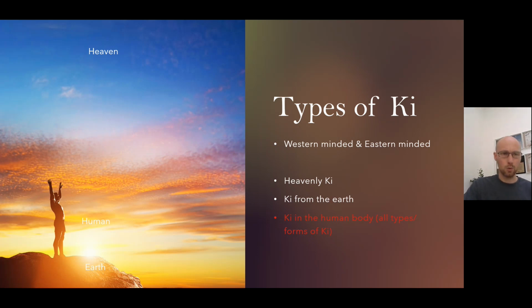You see in the picture the human between the earth and the heaven, and therefore, while he's standing between both forms of Qi, it's possible for him to connect his energy with the earth and the heaven. And you can use that energy for the benefit of martial arts or the purpose of healing. And you see here in red, the Qi in the human body, all types and forms of Qi. So the Qi in the human body, you can break it down in all different kinds of forms.